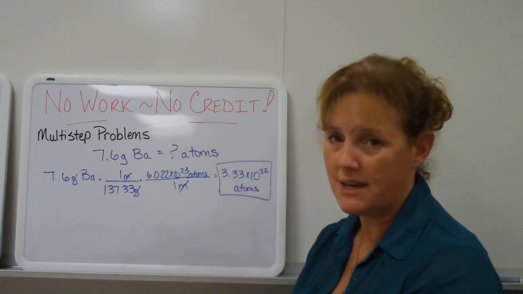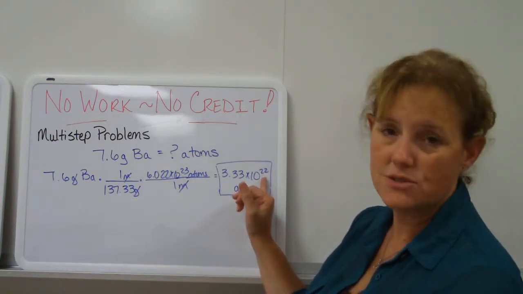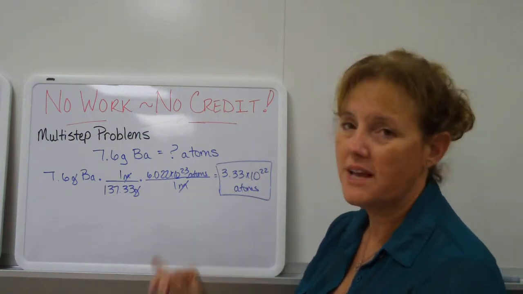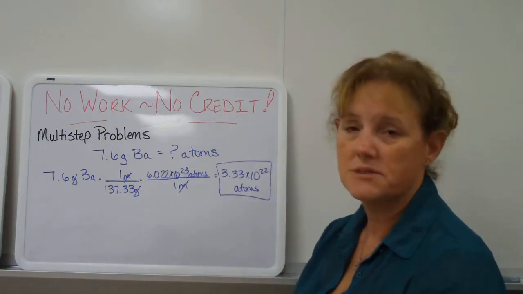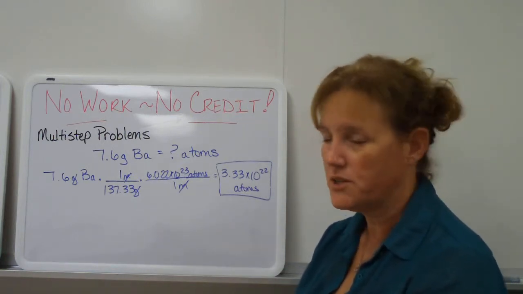You don't have to put in the times 10. That's going to throw your answer off if you do that. So just remember to put that in correctly. And you hit the equal sign. 3.33 times 10 to the 22nd atoms of barium is what you've got.